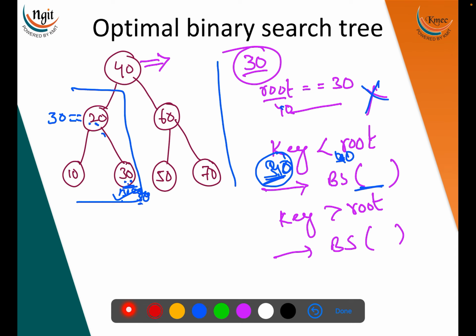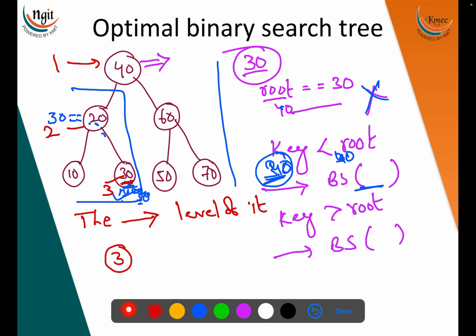How many comparisons? We compared with this element, 1 comparison, and we also compare with this element, 2 comparisons, and finally when you come down from 20 to 30, again you compare over here, right? So how many comparisons? The maximum comparisons for any element is equal to the level of it. So in the case of 30, how many comparisons did we make? 3 comparisons. Now, let us take the other example.